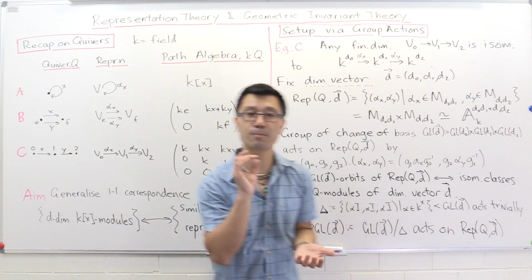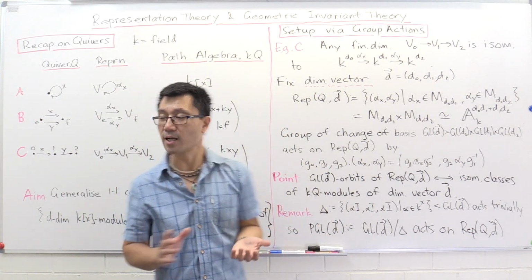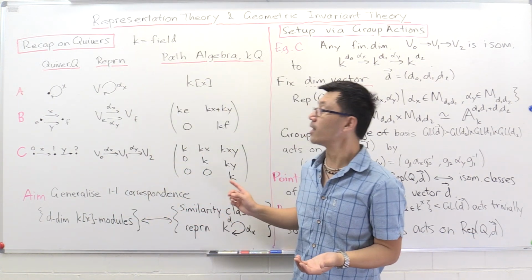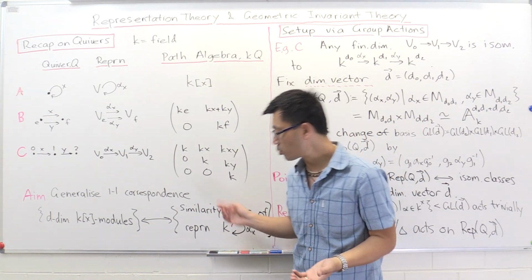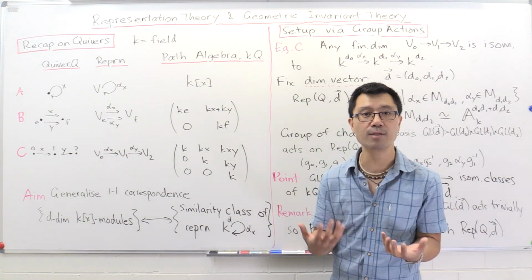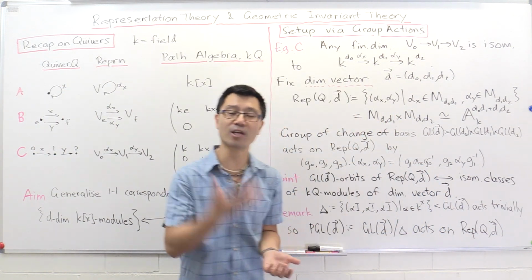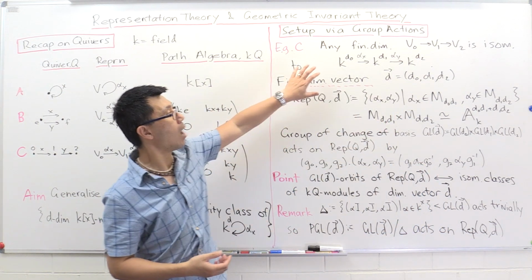Okay, so that's the space that we want to look at, just like the space of square matrices we looked at in the theory of Jordan canonical forms. And now what we want to do is look at something like the similarity classes. We want to look at a group action on that space. And where does that come from?